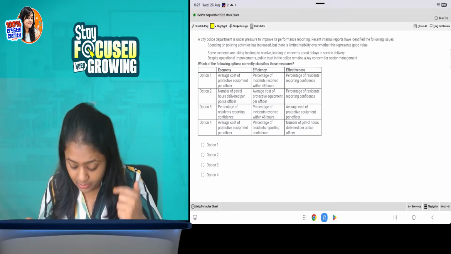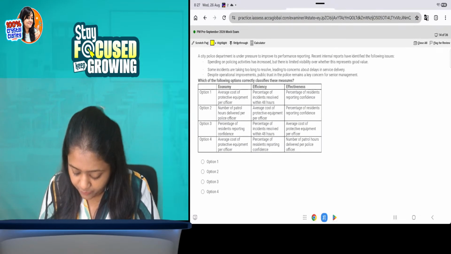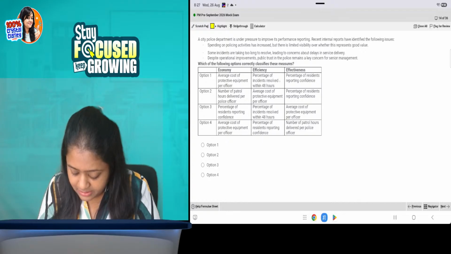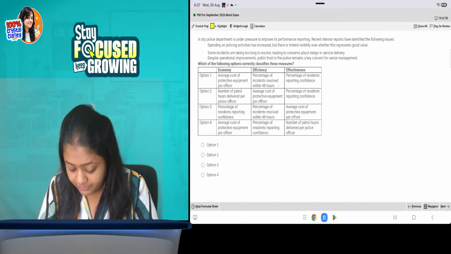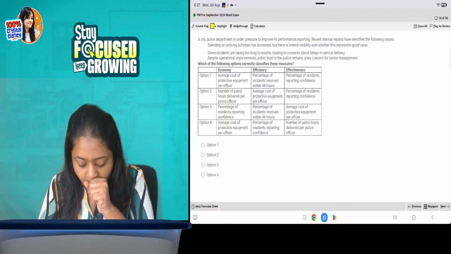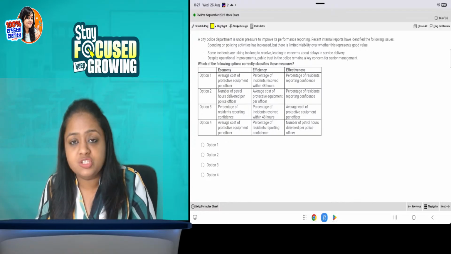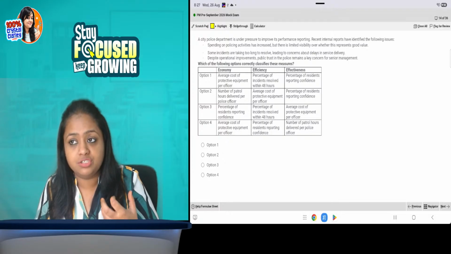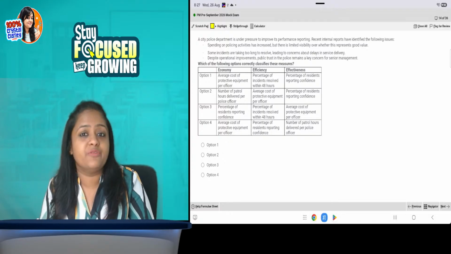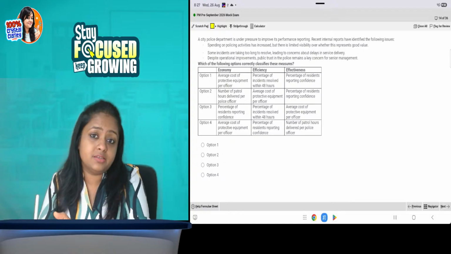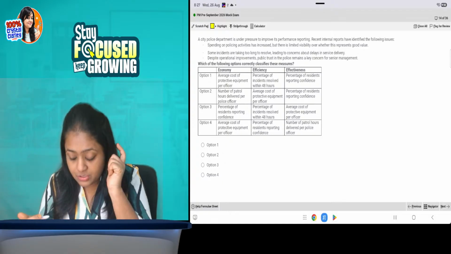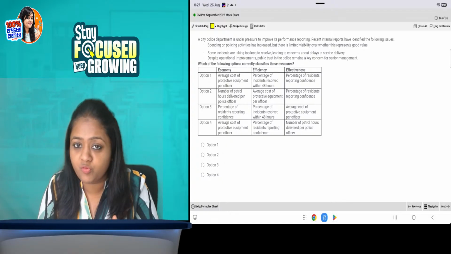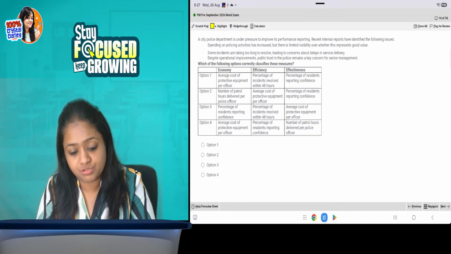Now let's go to the second one. Percentage of incidents resolved within 48 hours, and here it says percentage of residents reporting confidence. Resolution is not the outcome. Resolution is how you're doing your work. So that is efficiency. The more cases are resolved, the more the efficiency. So here I will go with option 1, because efficiency is resolution.